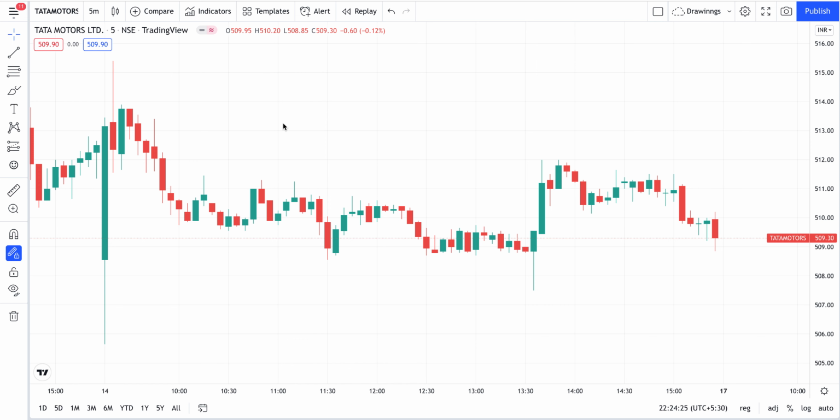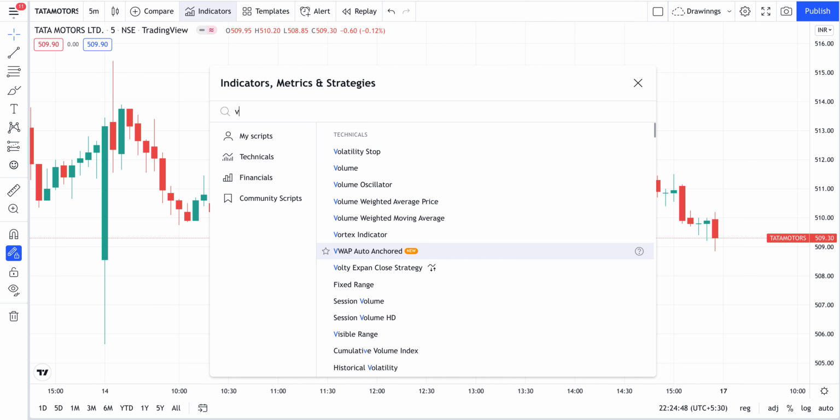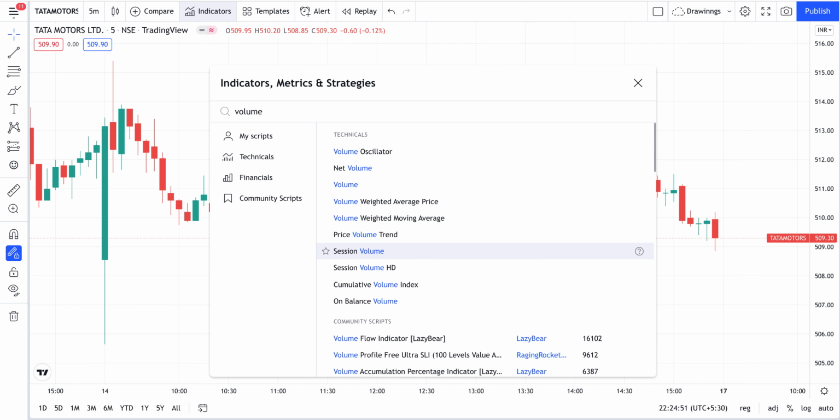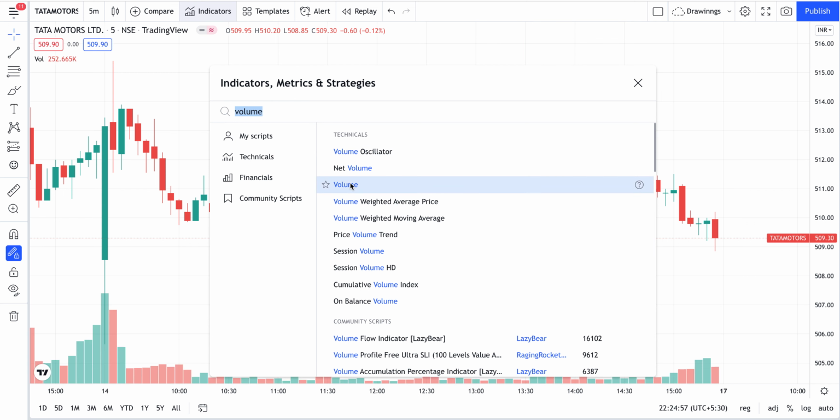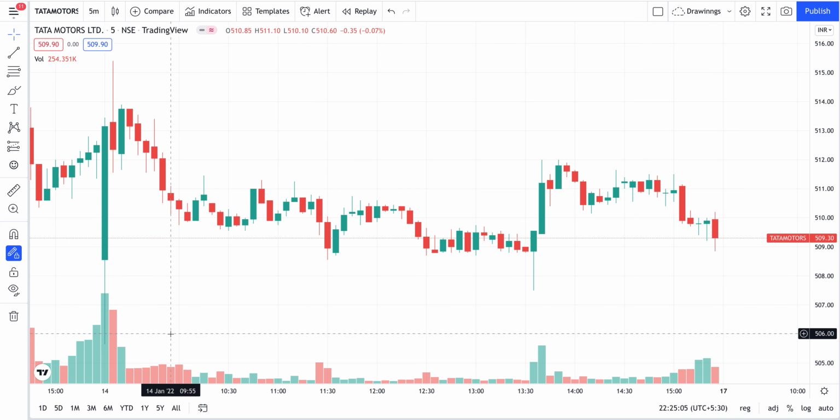For that we are going to see the top tab, and we can see that indicators is mentioned here. We are going to click on indicators, and we can see a dialog box is opened up. The most common indicator that we are going to use is the volume indicator. So I am going to type volume here. See the volume up here. We click on volume, and you can see the volume has already arrived here. This is a very common indicator used for entry signals.